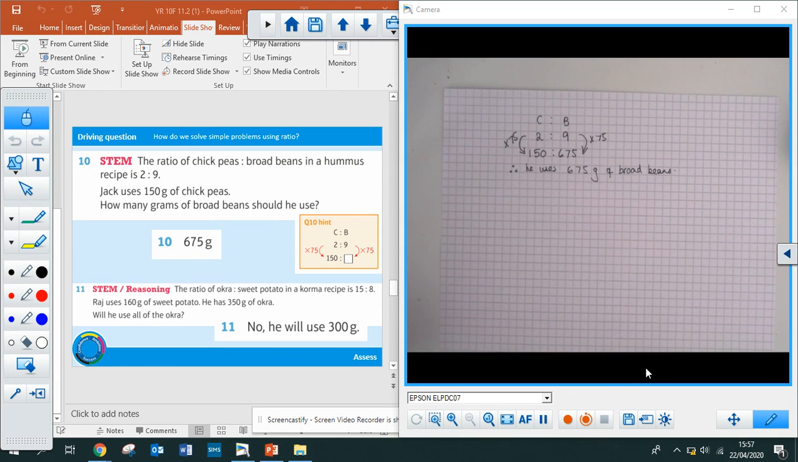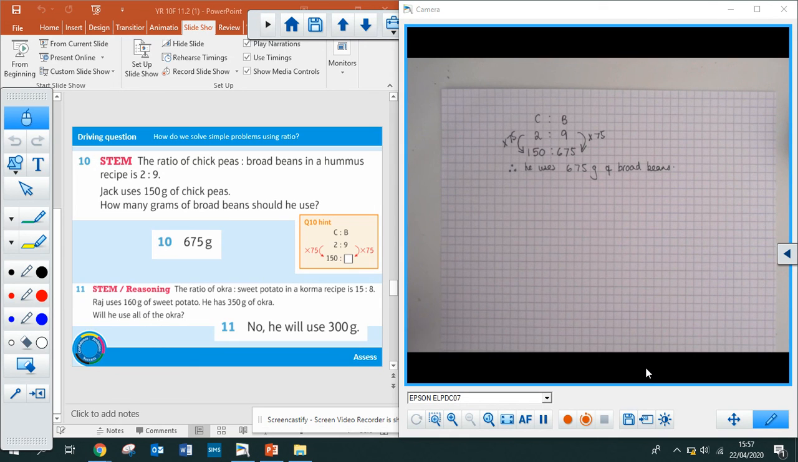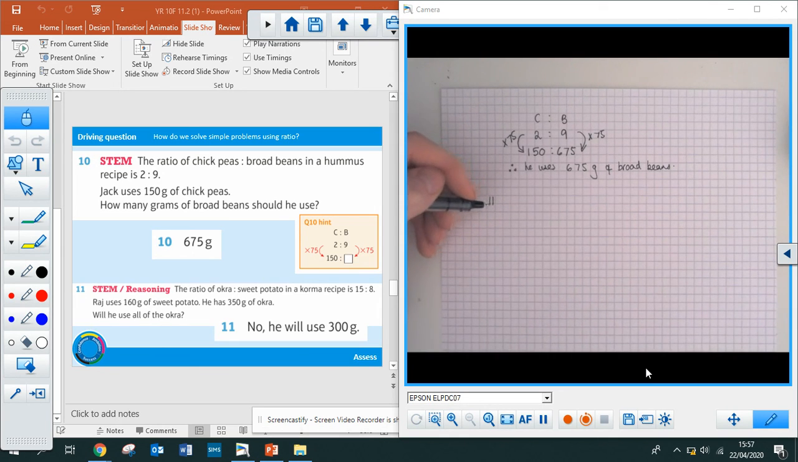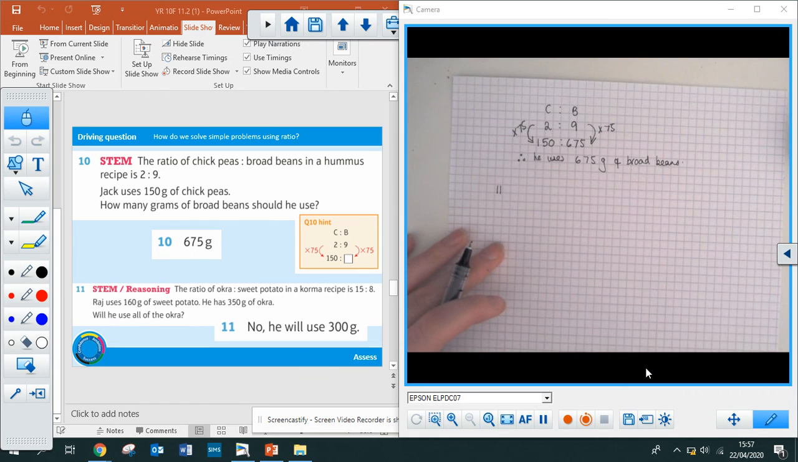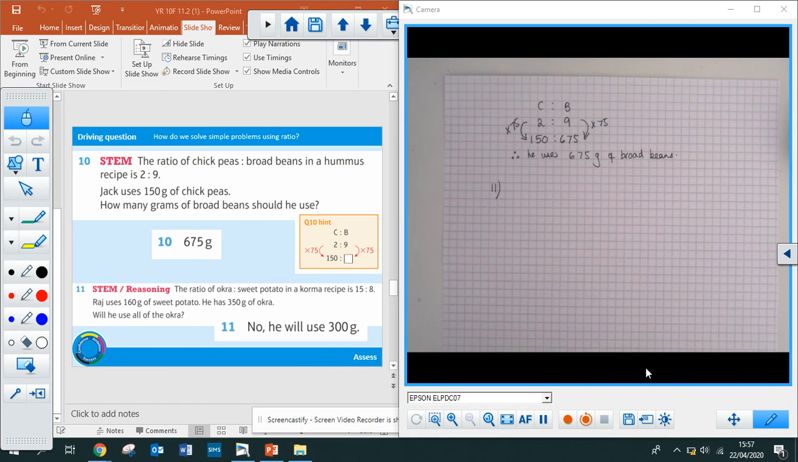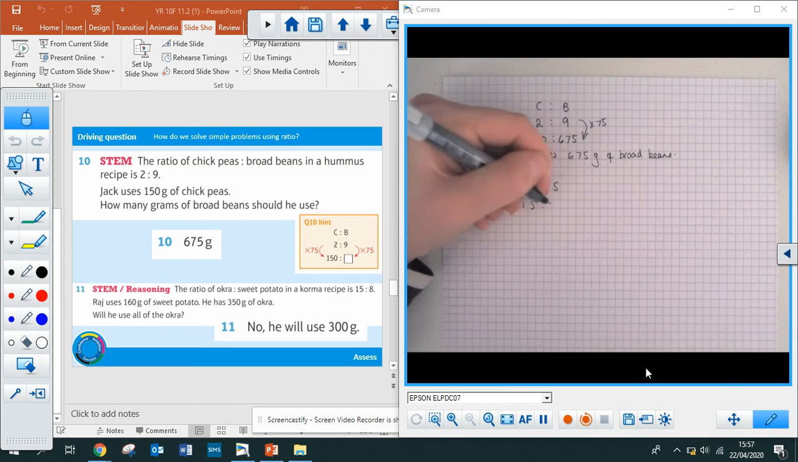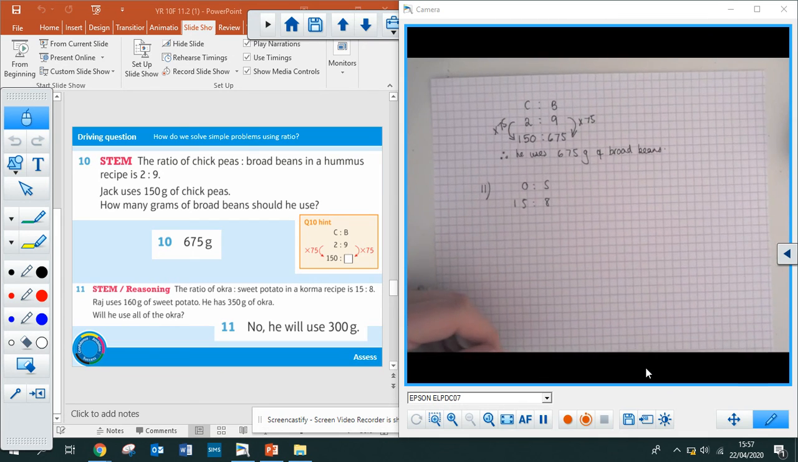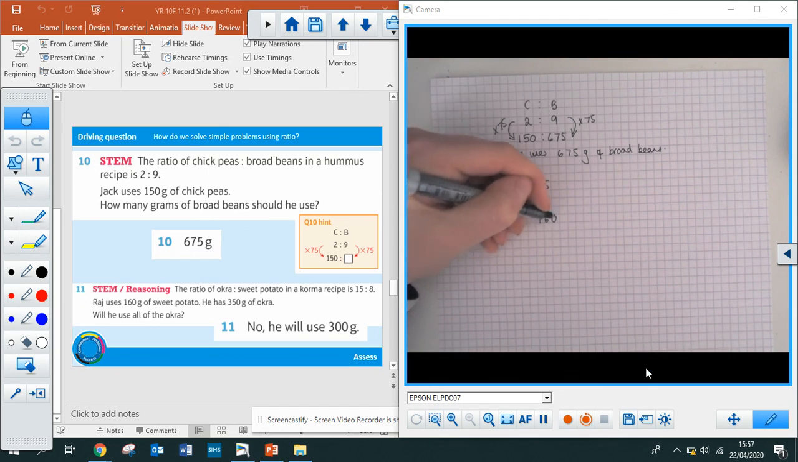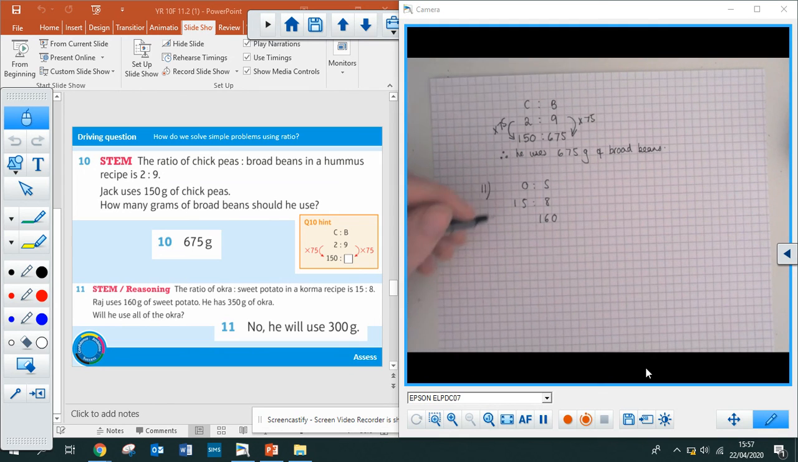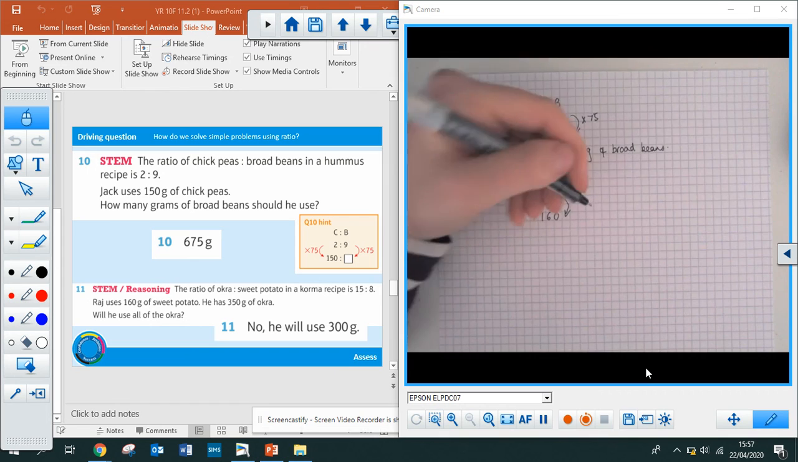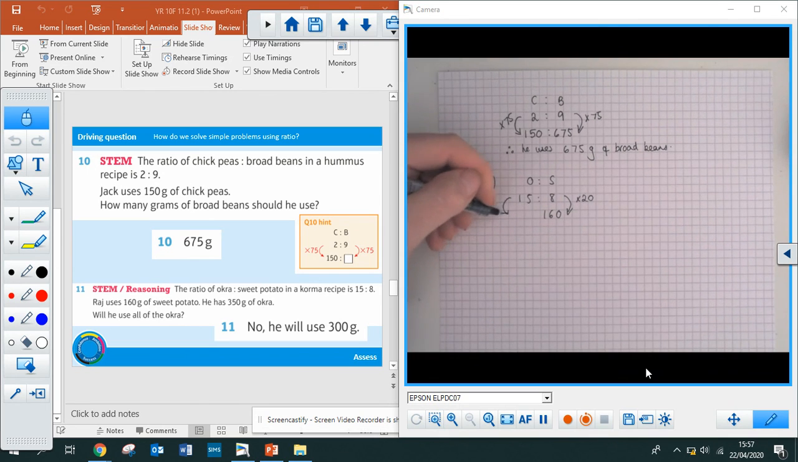Okay? For number 11, the question says the ratio of okra to sweet potato in a korma recipe is 15 to 8. So just writing down what the information's told me. Raj uses 160 grams of sweet potato. So this is the sweet potato, so this is the 160 part. We need to work out, how do you get from 8 to 160? You times by 20. Therefore, I need to times 15 by 20, and that's going to give me 300.